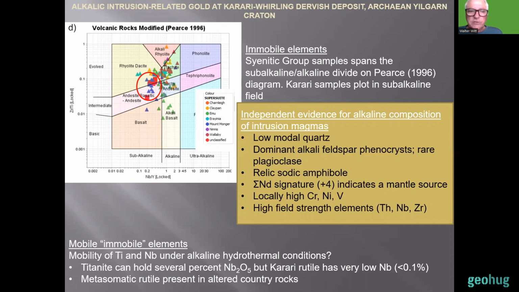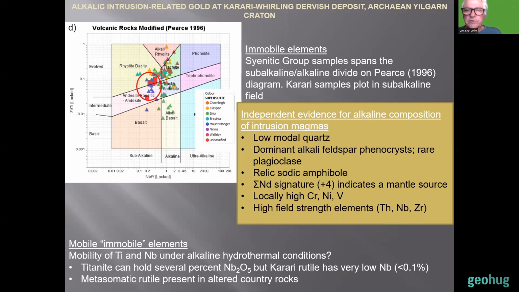My explanation for this is that the immobile elements have actually been mobile, which is not unheard of in alkalic hydrothermal systems. For example, cyanitic group intrusions in the Eastern Goldfields province typically contain titanite as the main titanium phase. Titanite can contain up to several percent Nb2O5. But in the Karari intrusions, titanite is no longer present. It's been replaced by rutile.